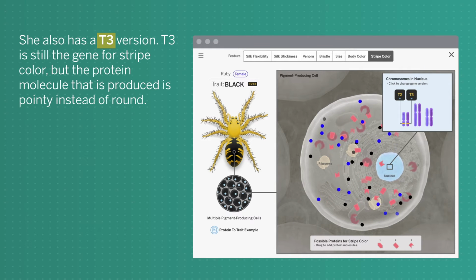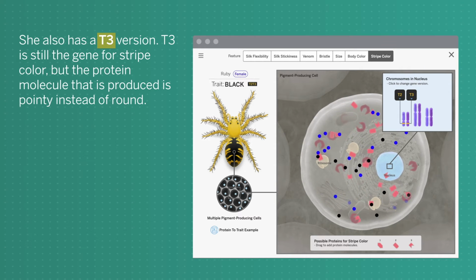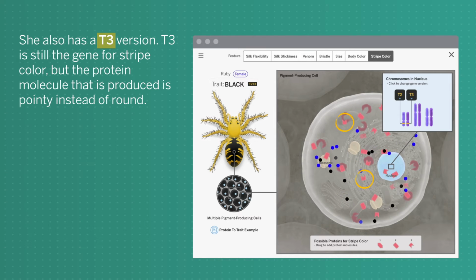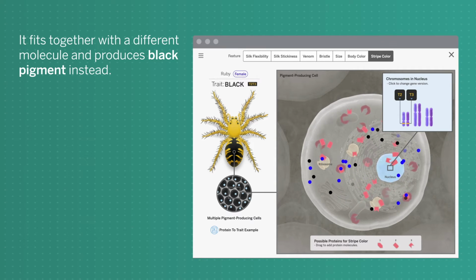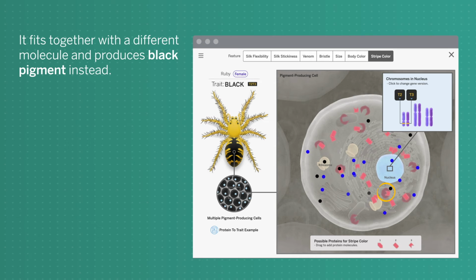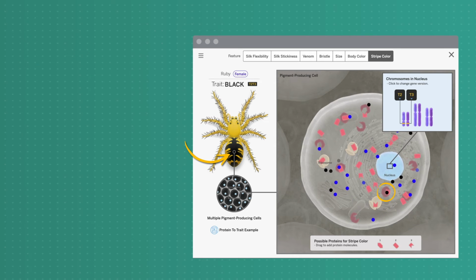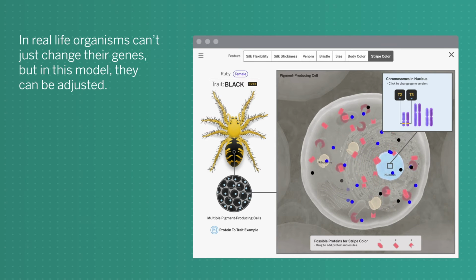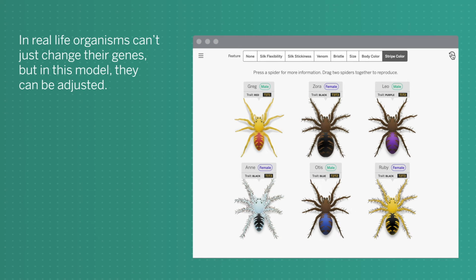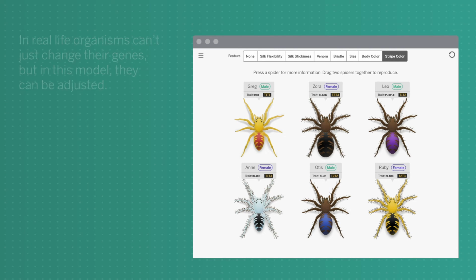T3 is still the gene for stripe color, but the protein molecule that is produced is pointy instead of round. It fits together with a different molecule and produces black pigment instead. In real life, organisms can't just change their genes, but in this model, they can be adjusted.